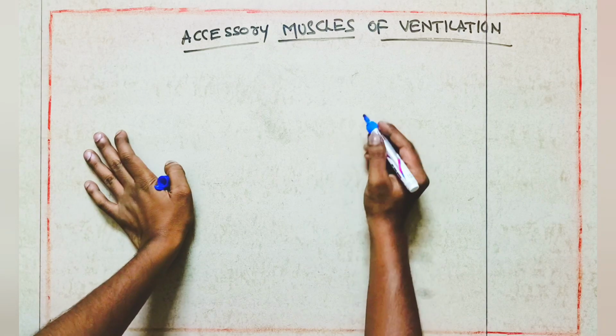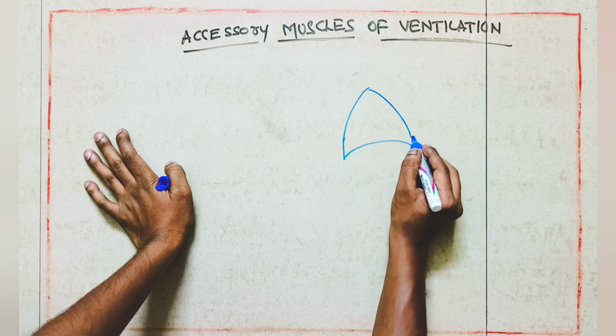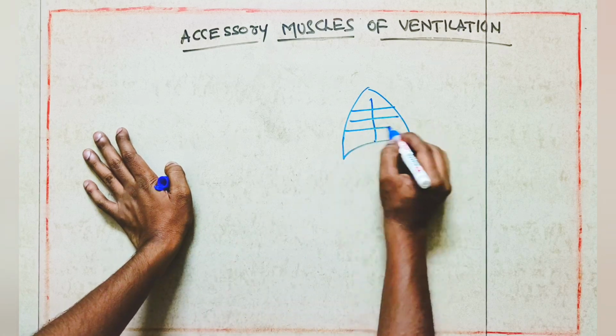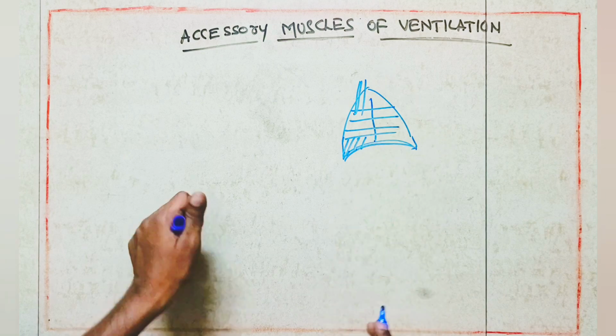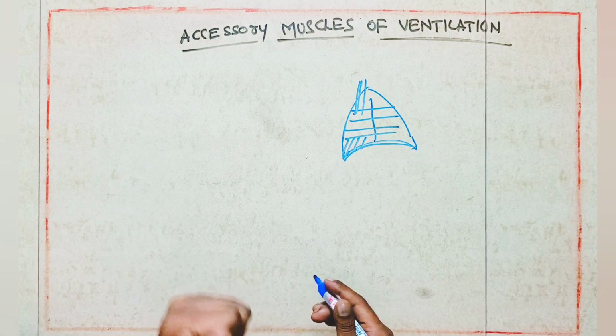Accessory muscles of the ventilation. Suppose this is our rib cage. Here we will have the sternum and ribs. What are the muscles we have here? The diaphragm muscle, intercostal muscles, and skeletal muscles. These are the primary muscles of ventilation.